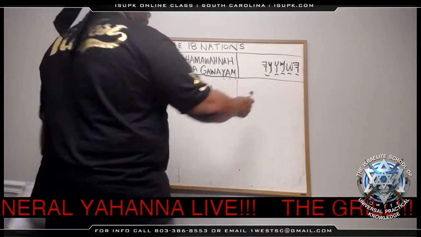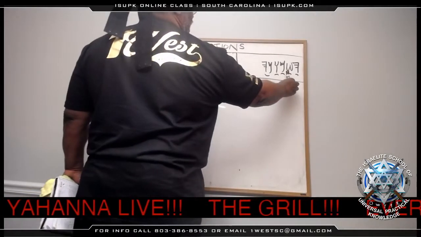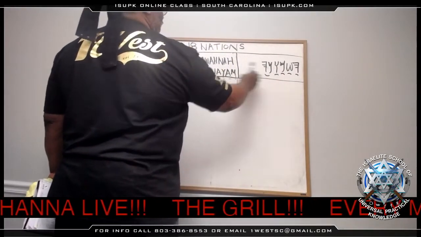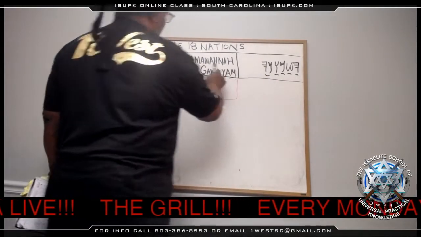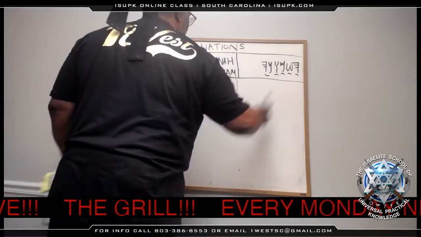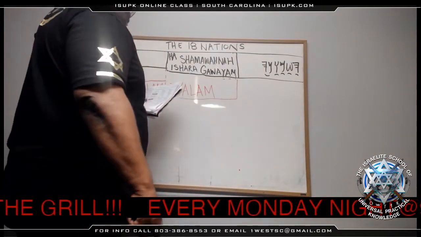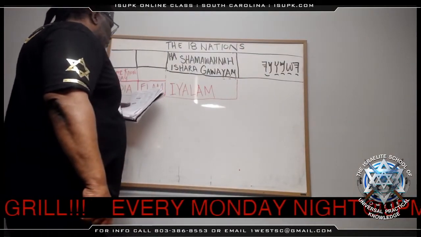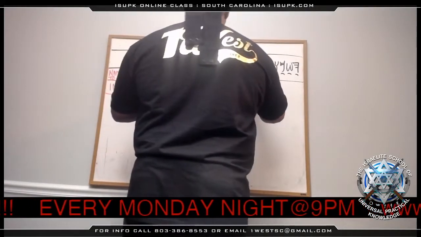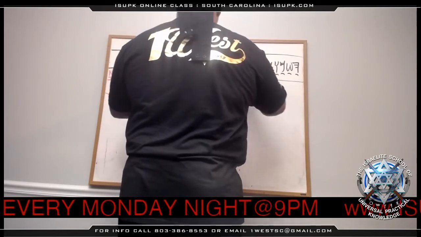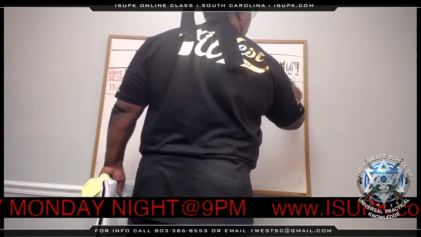Shamawana. Sha, ma, wa, na. Sha, ma, wa, na. And that's how you translate Shamawana. Of course, ha is over here. And now we'll go to the translation of I.S.U.P.K. and Gawayam. So you have a little bit more room here maybe.